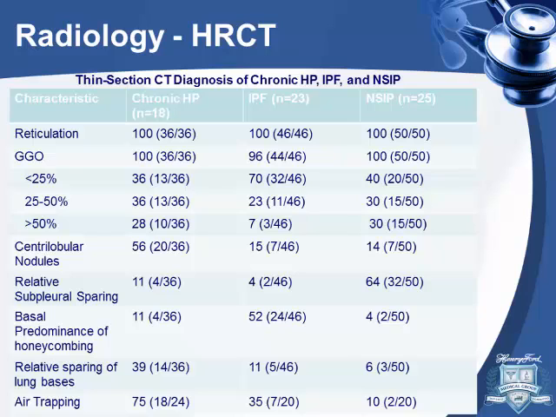Yeah. Air trapping you see more commonly, but you can see it in other cases as well. For example, in this study, 75% of the HP group had air trapping seen on their imaging studies, while in IPF and NSIP it was much less. I would not say that if you see air trapping, that means you make your diagnosis, of course, but it's definitely suggestive.